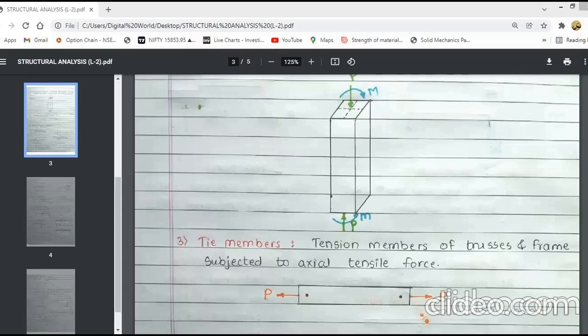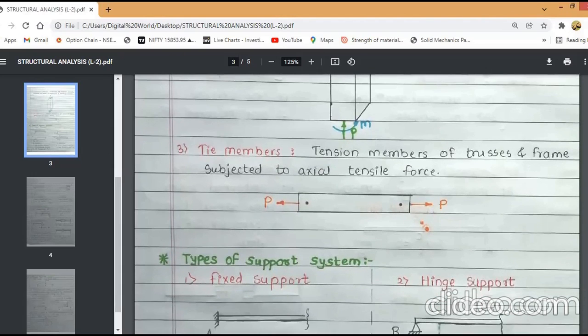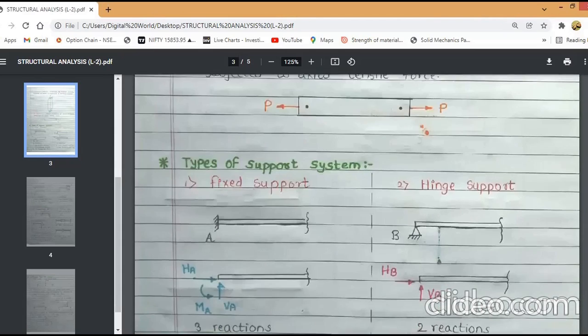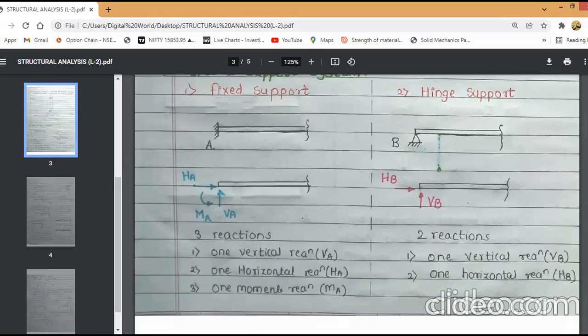After that, we are going to see the different support systems. The first one is fixed support. In case of fixed support, there are three reactions. First one is a vertical reaction, that means the reaction which is perpendicular to the member. Then horizontal reaction, that means the reaction which is along the member. And third one is the moment reaction.